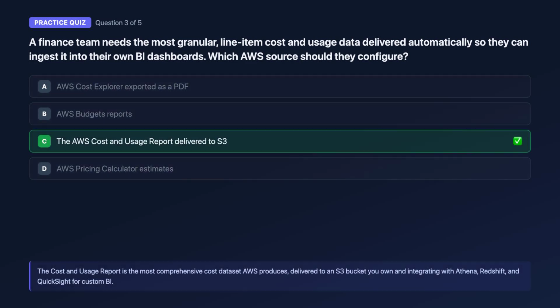The right call here is C. The cost and usage report delivered to S3. The phrase most granular line-item data, paired with ingestion into BI tools, is the cost and usage report's signature. It lands in an S3 bucket you own and plugs into Athena, Redshift, and QuickSight. Cost Explorer's exports just can't match that level of detail.